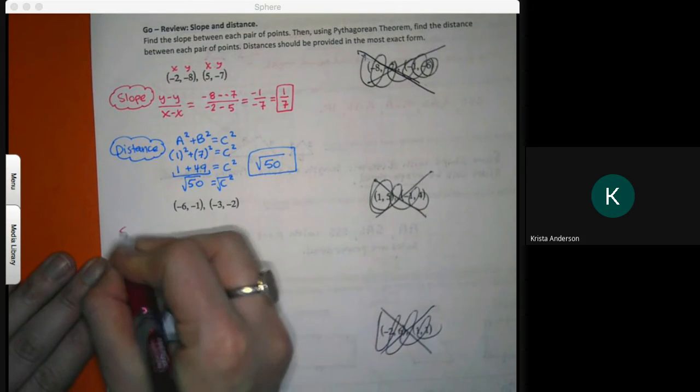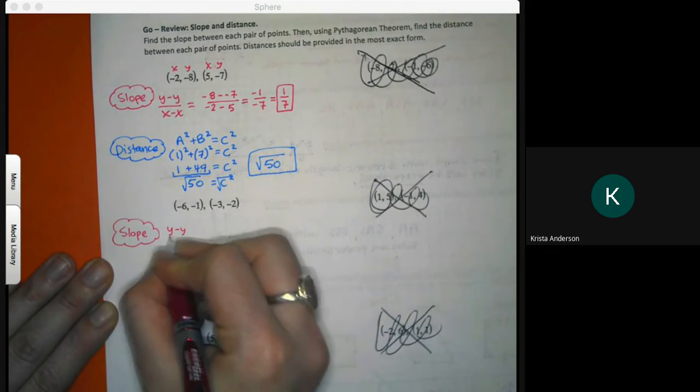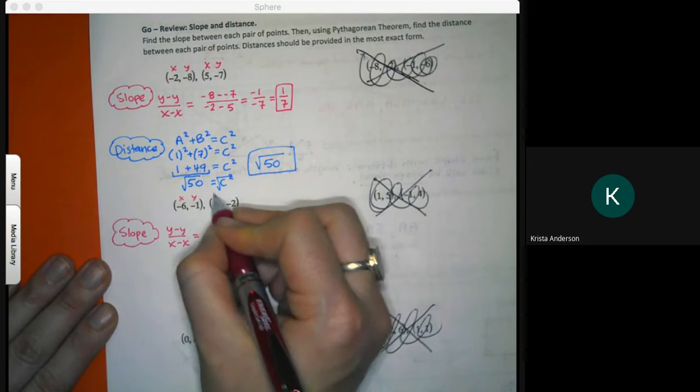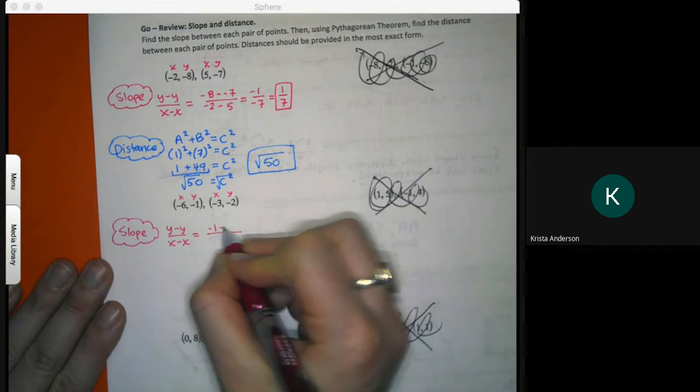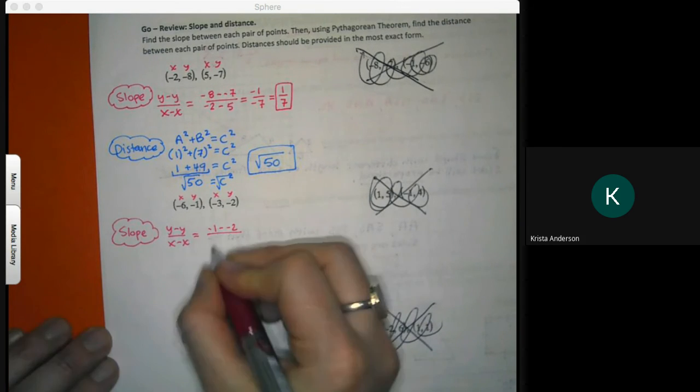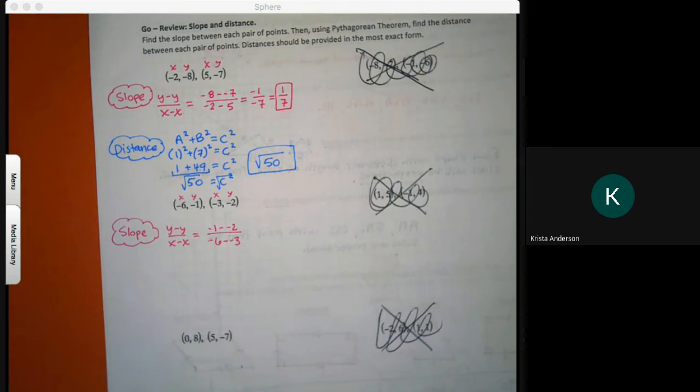Second one. Can somebody set the top up for the y minus y? -1 minus -1 minus -2. All right, somebody else, will you set up the x on the bottom? Sienna, can you set up the bottom? Yeah, perfect. Good job.